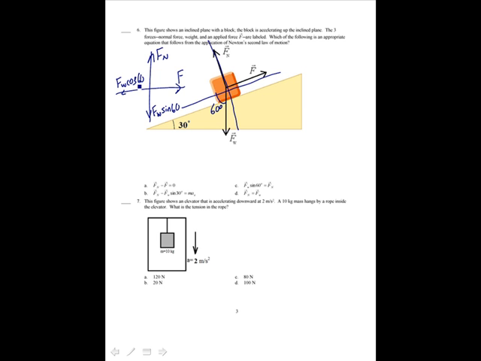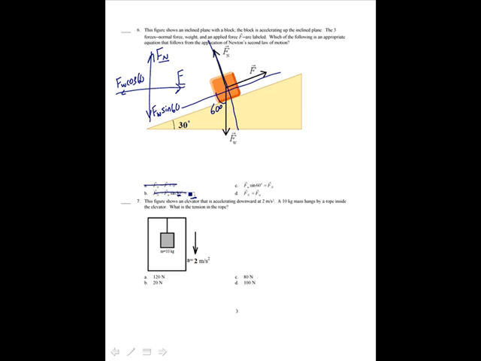Alright, now let's see. fn minus f is equal to 0. That's not even an option, because fn and f are on different axes, so they're not related at all. fn minus fw sine 30 is equal to max. Okay, that's wrong for several reasons. First, it has 30 degrees here. It should be 60, and this should be may, not max, so that's not an option.